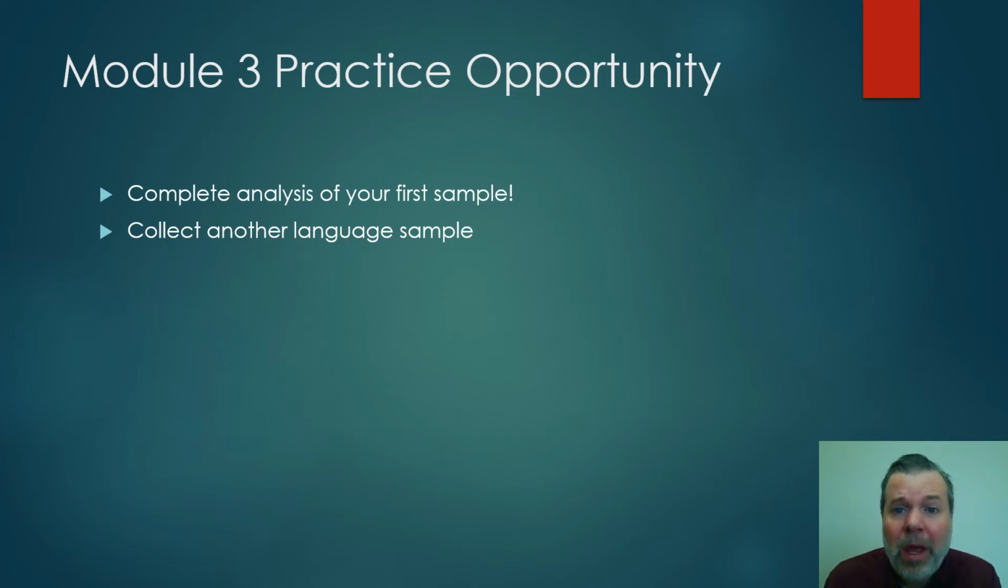So within Module 3, you have a practice opportunity. You're going to complete that analysis of your first sample. You're going to look at that standard measure report and see what you are thinking. We're also going to have you hopefully be able to collect another language sample. We want to build off of where we've been. We want to give you the opportunities to collect some language samples, to have practice with that elicitation, to really refine those skills and improve your fidelity to the elicitation protocols. So you're going to have the opportunity to collect another language sample and submit it to SALT for transcription. It could be a student on your caseload. If you have any evals going on, it could be an eval that you're doing.